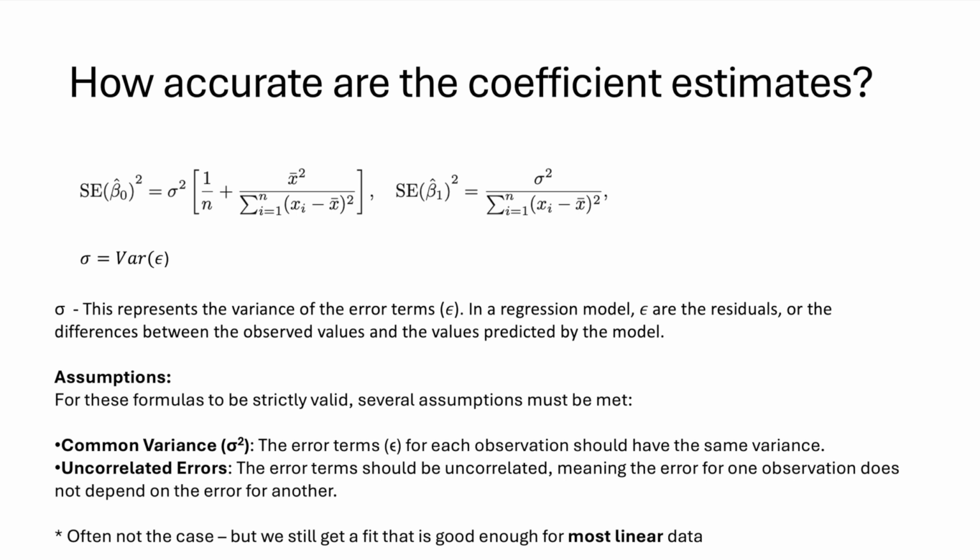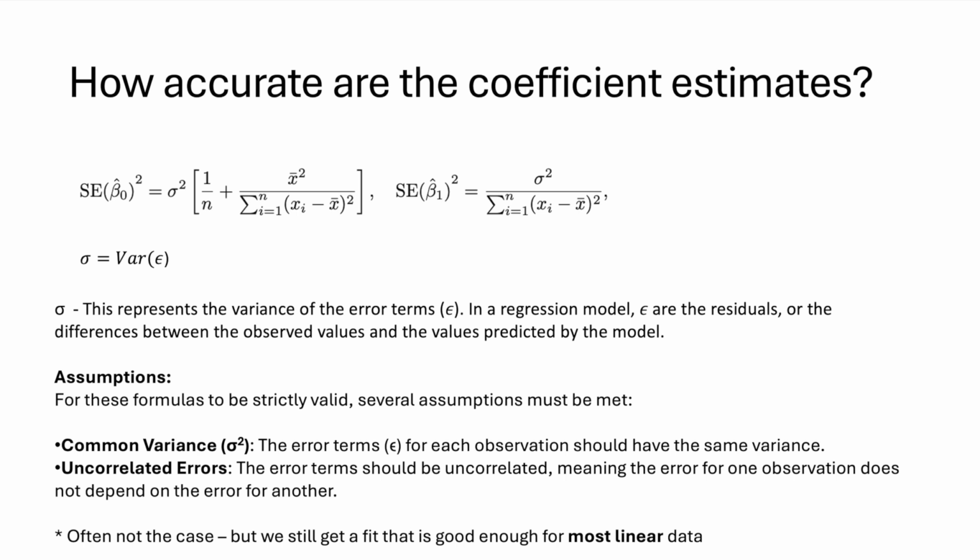When you're actually dealing with a large sample space, this is not always the case with actual observed data. But even if the assumption doesn't hold true, it does give us a better idea of the relationship between x and y, especially if the relationship is linear. Another assumption that we need to keep in mind is uncorrelated errors. The error terms should be uncorrelated, meaning that the error for one observation should not depend on the error of another.